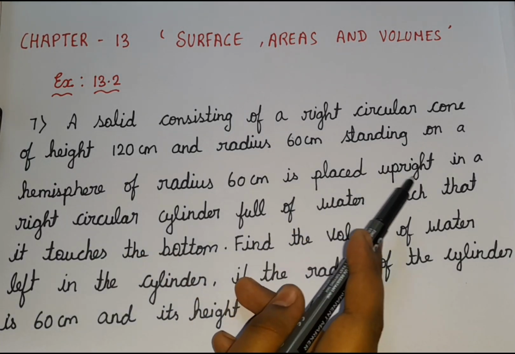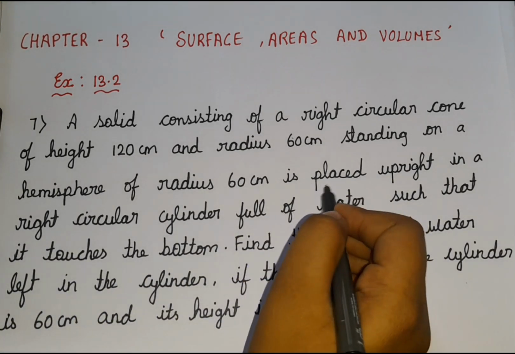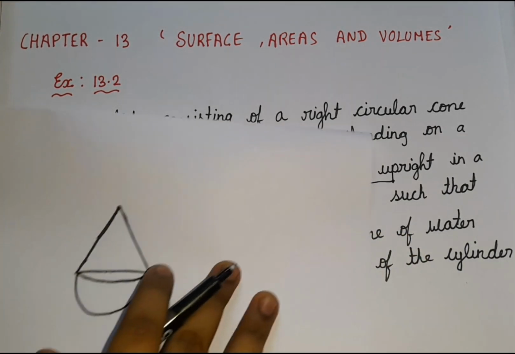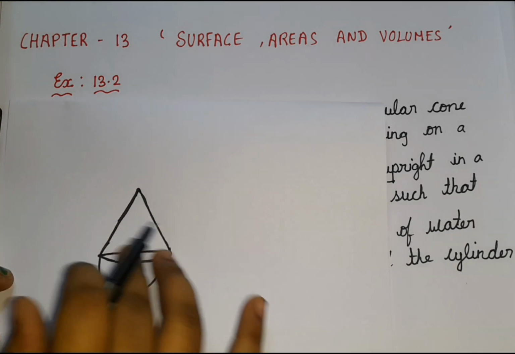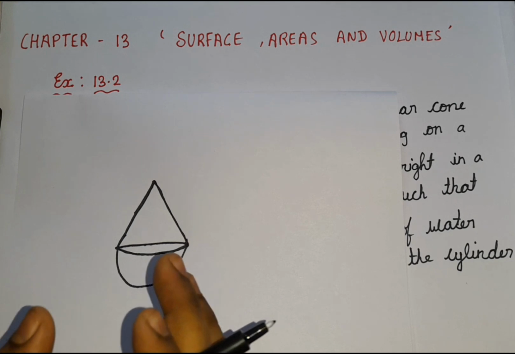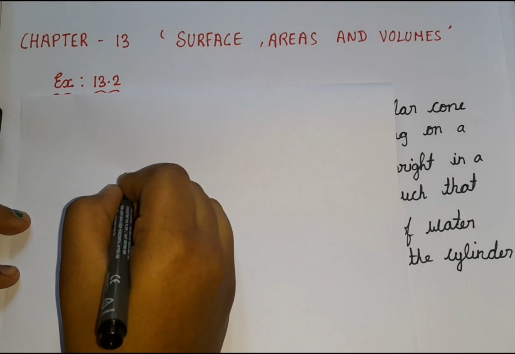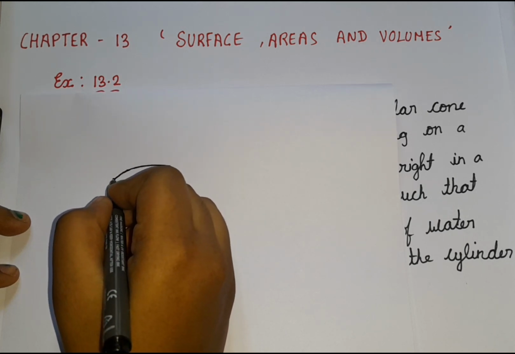Is placed upright in a right circular cylinder. So this word is really important. Placed upright. What is the meaning of upright? Upright means this entire solid is inside a cylinder. Okay, that is the meaning. Is placed inside. When I draw now, that time you'll understand. So we are supposed to draw a cylinder.